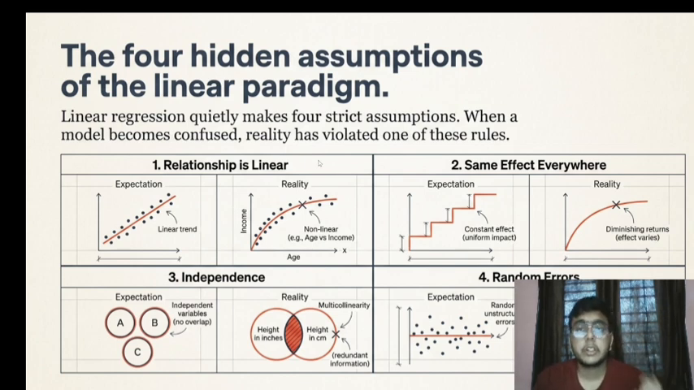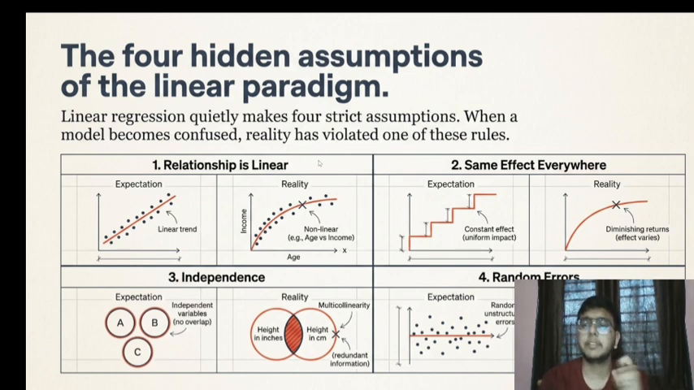Linear regression is the foundation. That's what I taught you on day one. The four hidden assumptions of the linear regression paradigm. First, it assumes that the relationship between every data is linear. Expectation, you can see like this, but in reality it is tilted. But our linear regression assumes that the relationship between the data is linear.